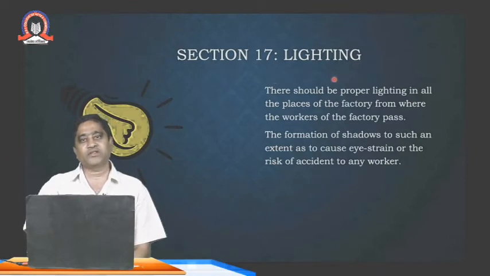Section 17 deals with lighting. Every factory should be adequately lighted so that there is no harm to the workers. There should be proper lighting in all the places of the factory through which workers have to pass. The formation of shadows to such an extent may cause eye strain or risk of accident to any worker. If you see any organization, whether closed or open, the outside premises are illuminated with light in the night and in the daytime also. All the factory premises should be illuminated so that there is no shadow and there would be fewer accidents in the factory.